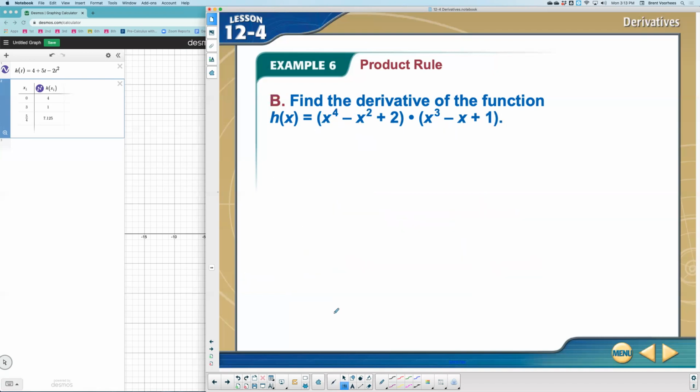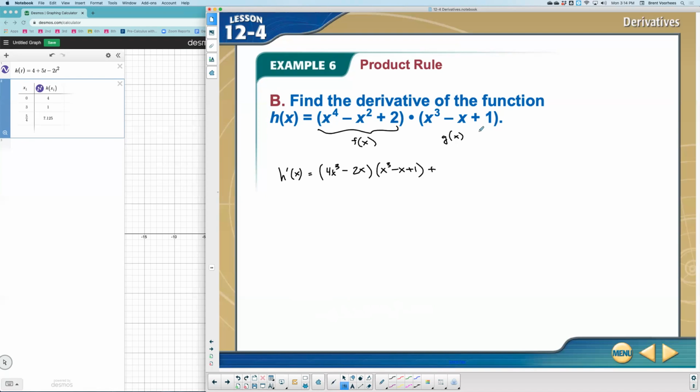Okay, so let's see another one here. This time I'm only going to use the one. We will call this right here the one, meaning I'm going to only use the product rule here. That's f of x. We'll call this g of x. And so if I want to find h prime, I'm going to take the derivative of f, which would be 4x to the third power. 4 comes out front, drop a power, minus here 2x to the first power. The 2 disappears. That would multiply times g of x unchanged, x cubed minus x plus 1.